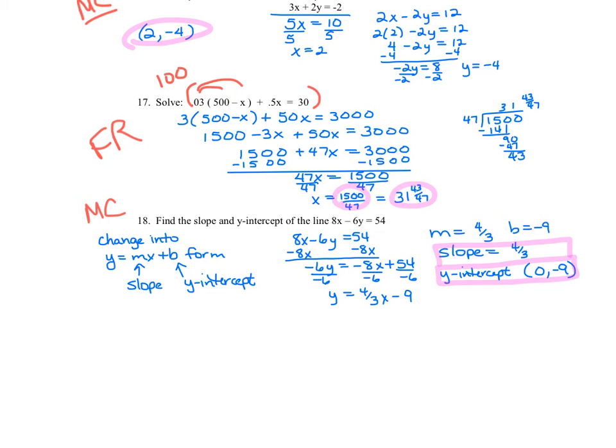Remember, the number in front of x is the slope, and the number all by itself, the b, is your y-intercept. So the slope here is 4/3, and my y-intercept is -9. This question again is multiple choice. As you're going through this test, take your time on the multiple choice questions, because if you're in a rush, one sign could make you pick the wrong choice, because some of the answers look really similar. The only difference is the sign. And then number 19.